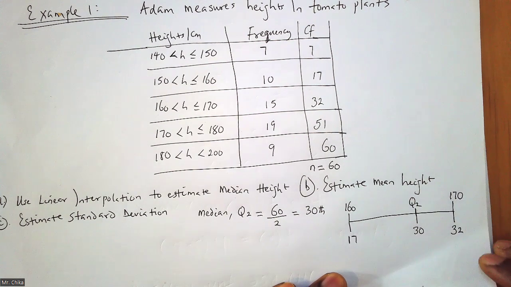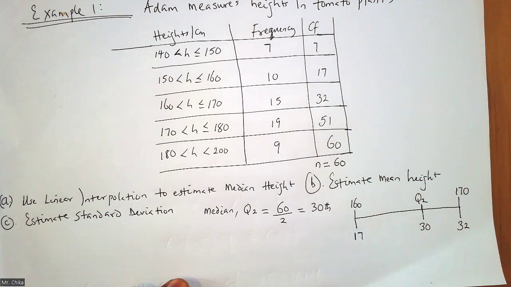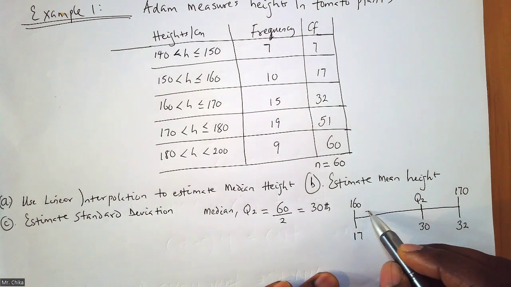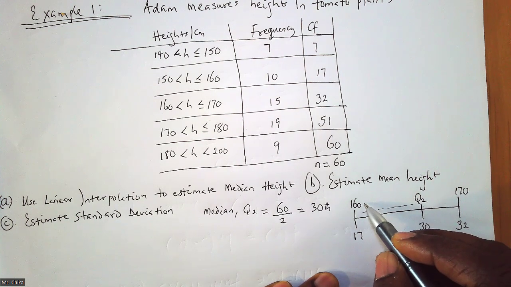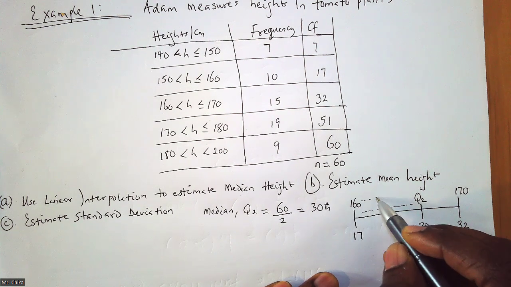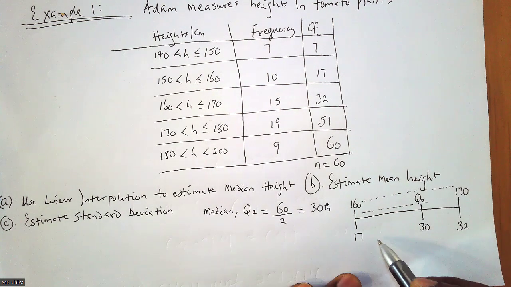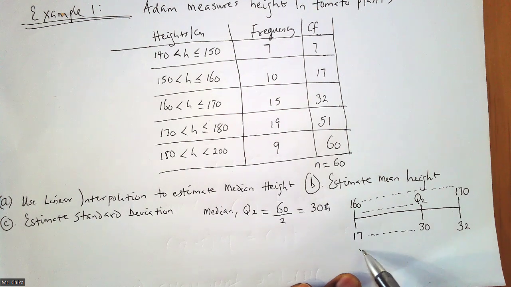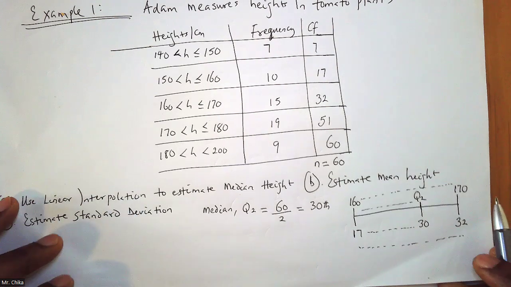So that's what we're trying to find, our median. To find that, we will find the difference between Q2 and 160, and then compare it with the difference between 160 and the upper boundary 170. We do the same thing, comparing 30 and 17, and then the final comparison between 17 and 32. Then we'll be able to find Q2.